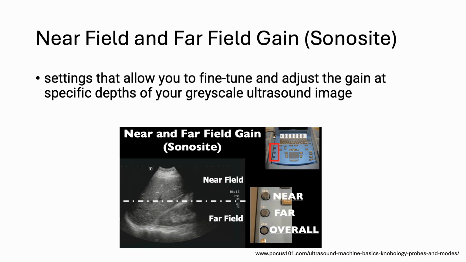So we're going to talk about near field and far field gain. This is often on a Sonosite. They are just buttons. You can adjust the button. So the settings allow you to fine tune and adjust the gain at specific depths of your image. So the near field, you can see the near field on the images at the top. So that's anterior, the patient's anterior. And then far field is the posterior part of the patient.